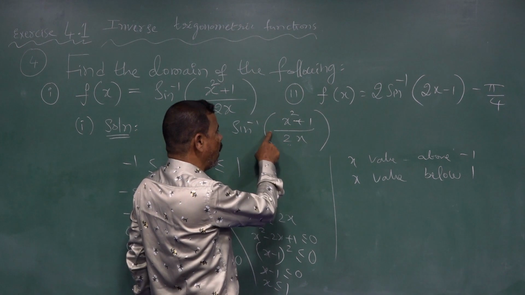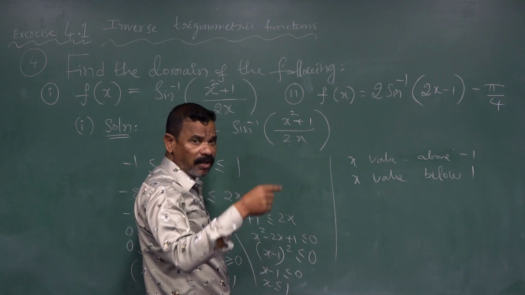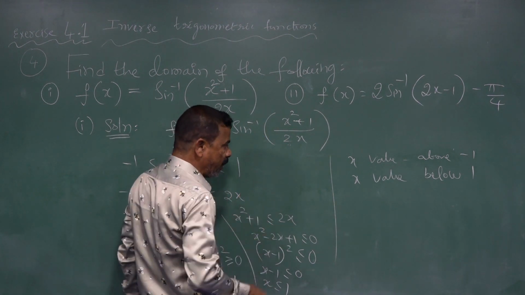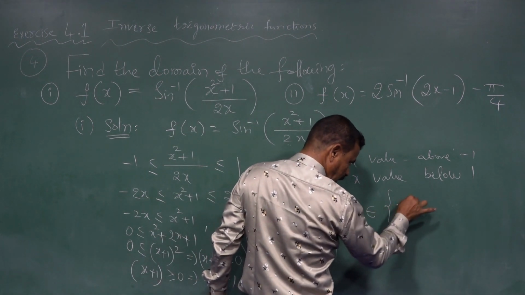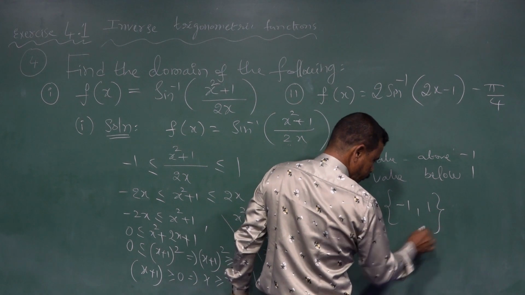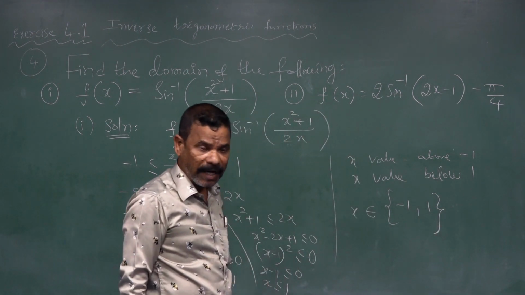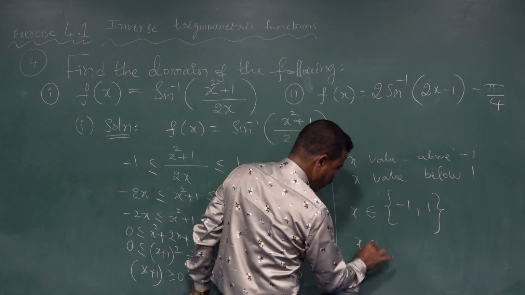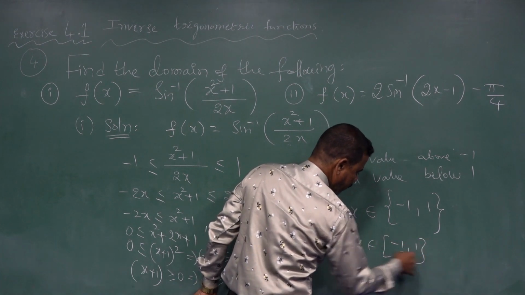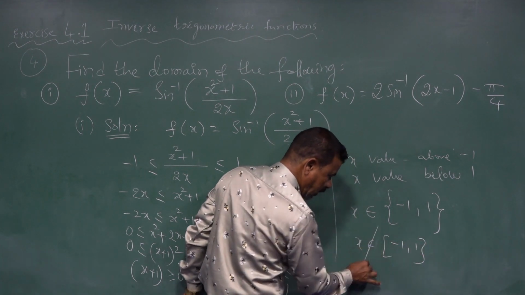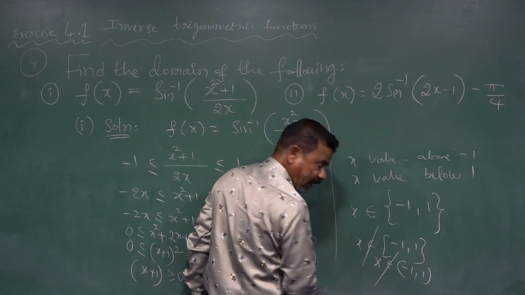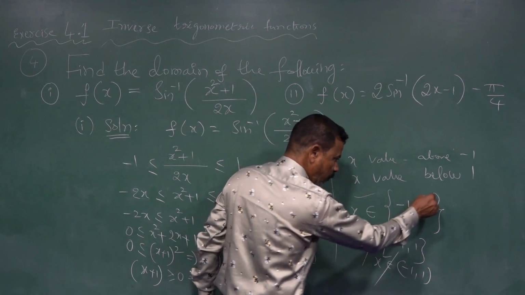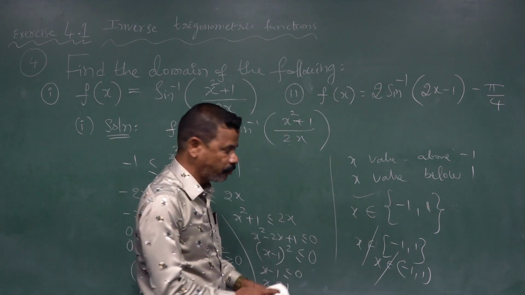So sine inverse value does not exist above 1 or below minus 1. That's why x values only belong to the set of minus 1 and plus 1 only. Not a closed bracket, not an open bracket. X belongs to minus 1 to plus 1 is not correct. X belongs to minus 1, 1 is also not correct. Only minus 1, plus 1 is acceptable.